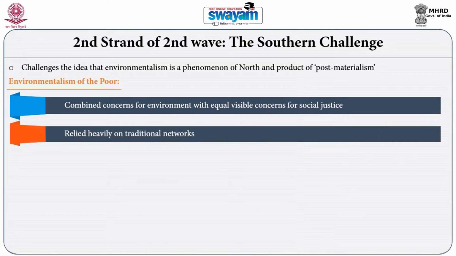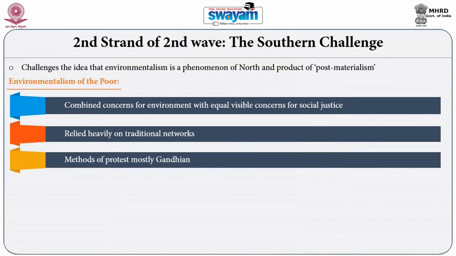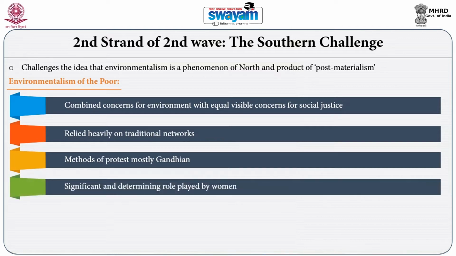So these kinds of ideas, or the southern environmental ideas, relied heavily on traditional networks, on community life ideas. And again, the methods of protest in the southern countries, or the methods of protest in environmental movements in the global south, were also highly influenced by Gandhian ideas.